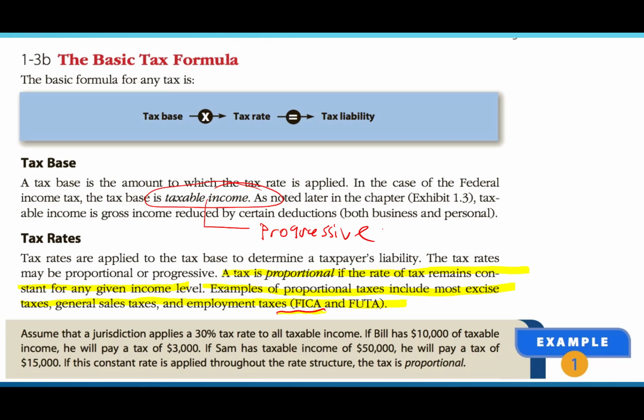But let's just take a look at this one. Assume a jurisdiction applies a 30% tax rate to all taxable income. If Bill has $10,000 of taxable income, he will pay a tax of $3,000. If Sam has taxable income of $50,000, then again 30%. So even though it's more tax, it's proportional in that we apply the same percentage to that tax base. That's called a proportional tax. Okay. Question?